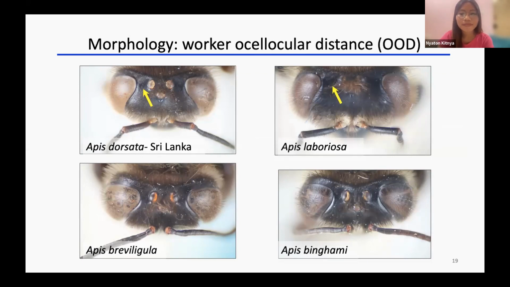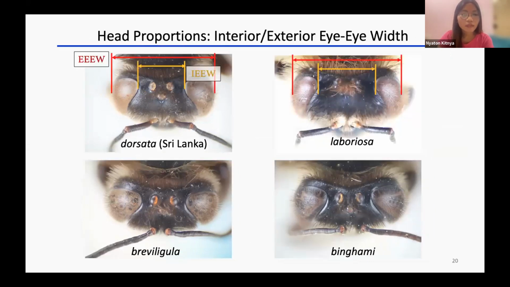Next. So if we look at these pictures carefully, as you can see, the compound eye in Apis laboriosa is relatively narrower. On the other hand, the head in the Dorsata complex is narrower. So we were interested in looking at this particular character, that is exterior eye to eye width and interior eye to eye width. And we measured this character across these 4 giant honeybees.